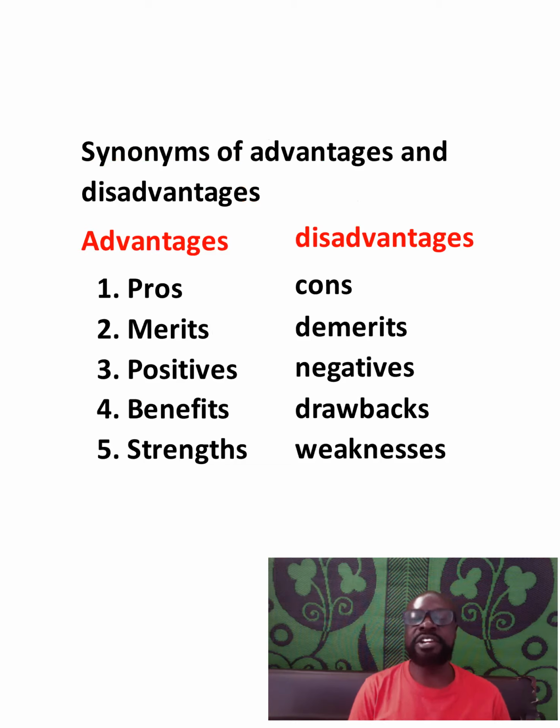Next, synonyms of advantages and disadvantages. Remember, I told you synonyms mean different words, same meaning. You don't have to use advantage, disadvantage, advantage, disadvantage. Instead of advantage and disadvantage, you can use, these are the synonyms of advantages: pros, merits, positives, benefits, strength. These are the synonyms of disadvantages: cons, demerits, negative, drawbacks, weaknesses.